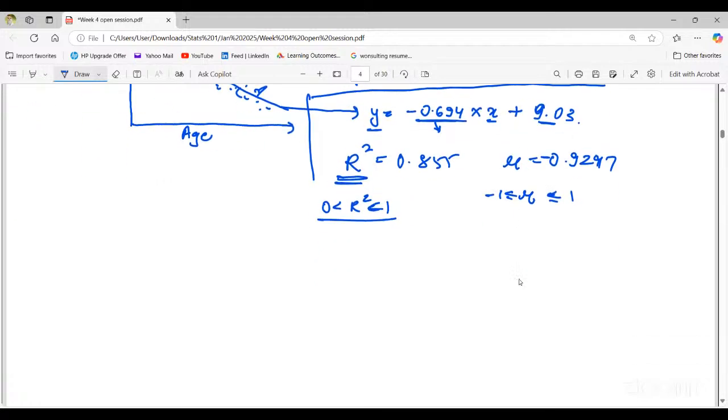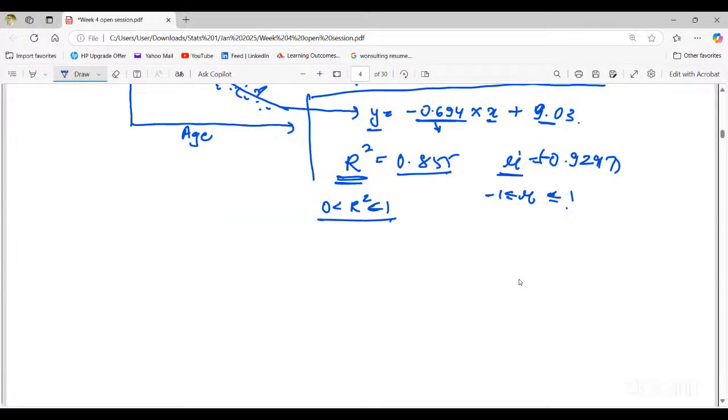So basically, this R square is the square of this correlation. R is minus 0.9247. So if I square this value, I would get 0.855. Basically, the range of R is from -1 to 1, and the value of R square goes from 0 to 1.